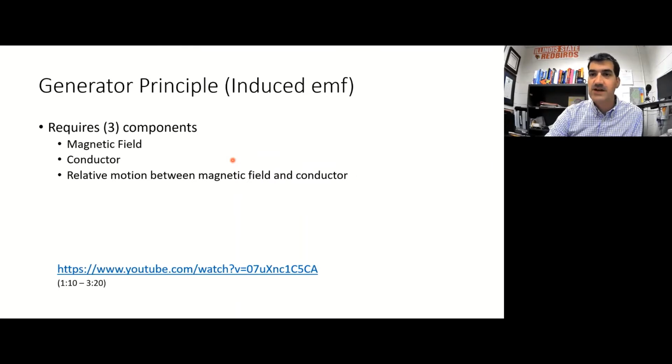All right, so just remember, I just said this, but we've said it before. This is really important. To have a generator, you gotta have three things, and those things are the magnetic field, the conductor, and relative motion between the magnetic field and the conductor, all right?